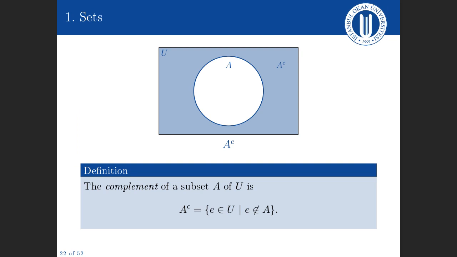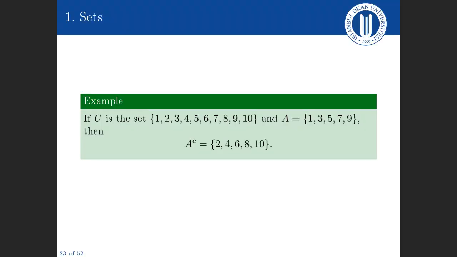The complement of a set A is everything which is not in A. So everything which is in U, but which is not in A. For example, if U is the set 1, 2, 3, 4, 5, 6, 7, 8, 9, 10, and A is the odd numbers in U, then the complement of A must be the set containing the even numbers in U.